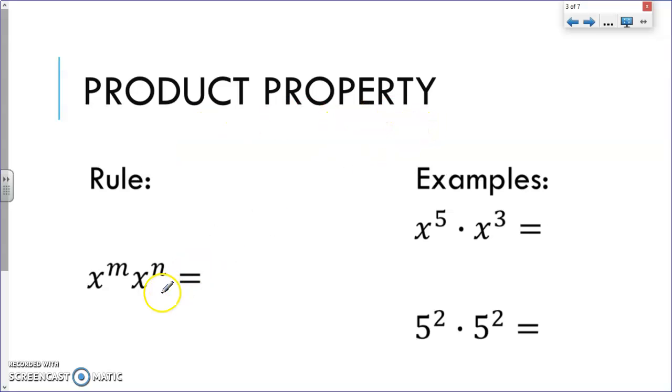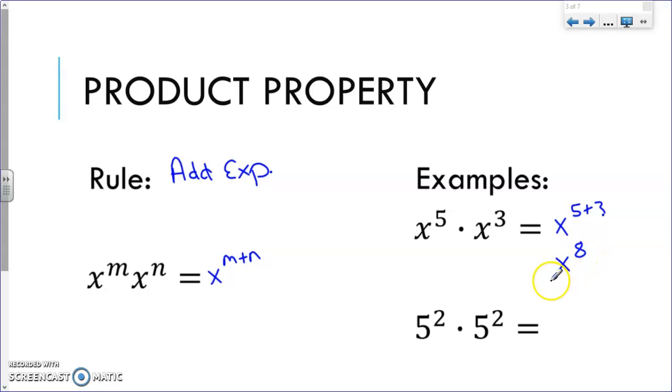Product property rule. When you are multiplying and the bases are the same, you will add your exponents. So that's the rule: bases are the same, add exponents. So here we would have 5 plus 3, so x to the 8th. And then here we would have 5 to the 4th, and you could simplify that if you'd like. So base the same, multiply, add exponents.